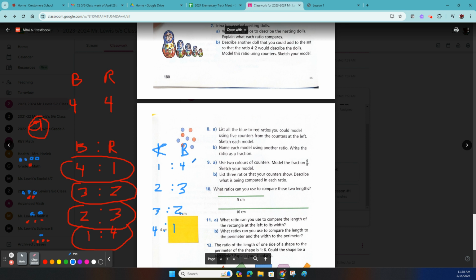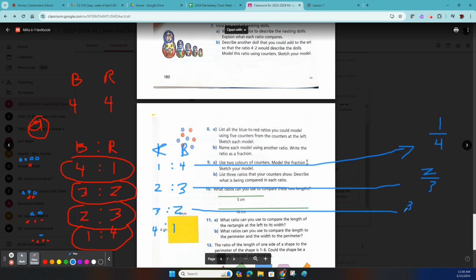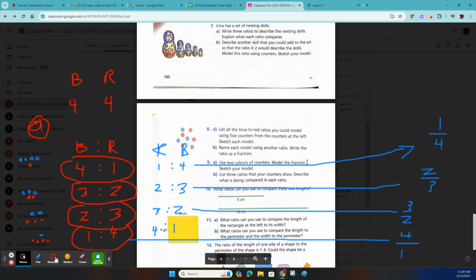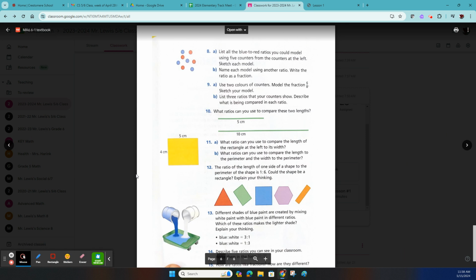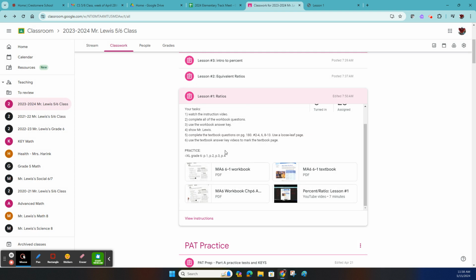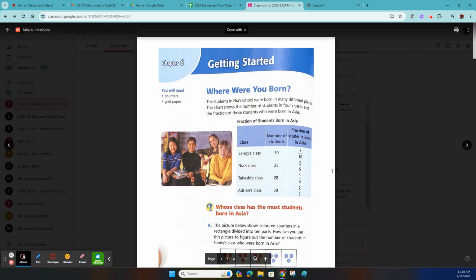And then it also wants us to write these as a fraction. So this, of course, would be 1 red to 4 blue, 2 to 3. This one's going to be 3 to 2, an improper fraction. This one will be 4 to 1, another improper fraction. Cool. So there you go. Question 8, completely marked. Oops. Clear all that up. And what were we supposed to do? 8 to 13. Okay, so we got a few more questions right here.